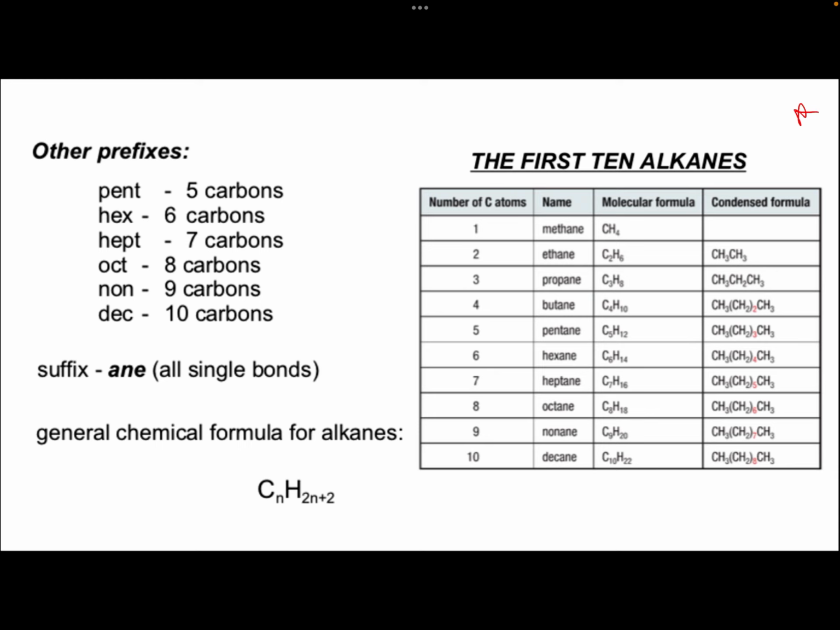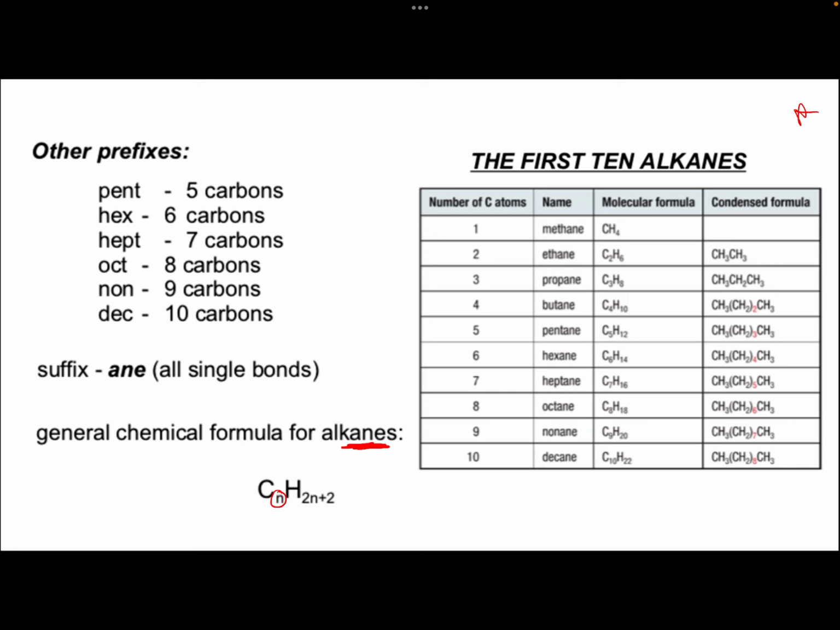So these are the other prefixes. If we have pent, hex, hept, oct, non, and dec, that depends on how many carbons. All are going to have the suffix ane, which means all single bonds. So as you can see, ane here is known as a single bond. So the general formula is C with a certain number here, H, and it's going to be 2n plus 2.